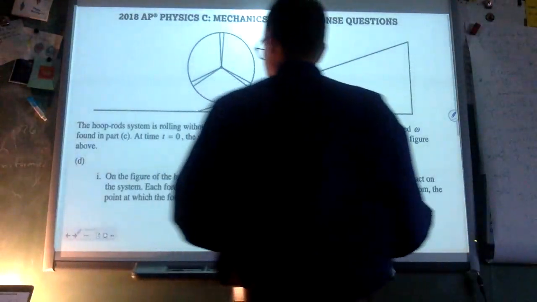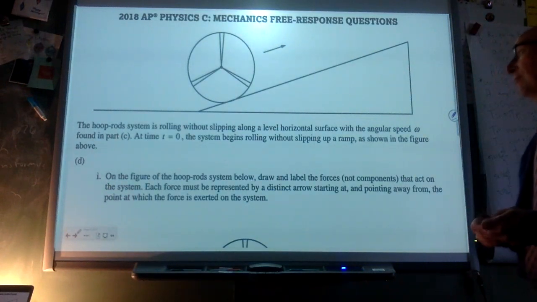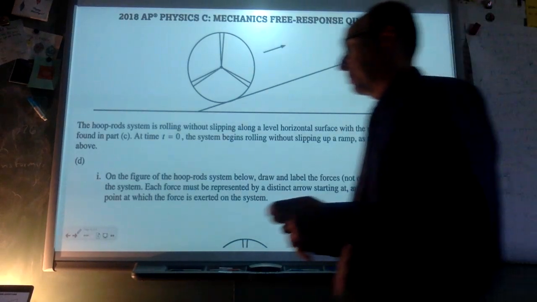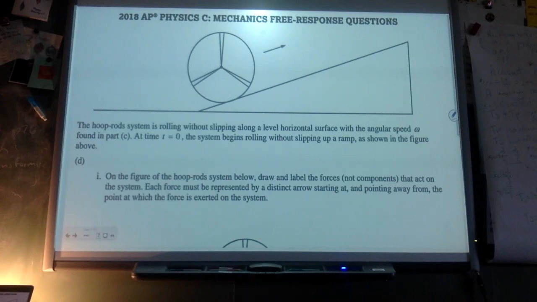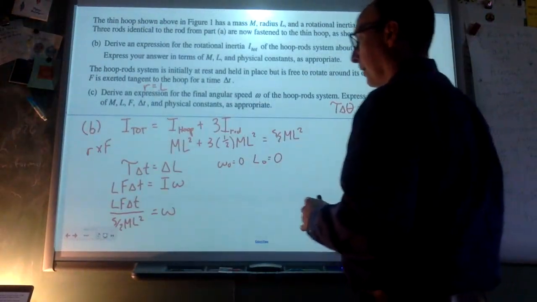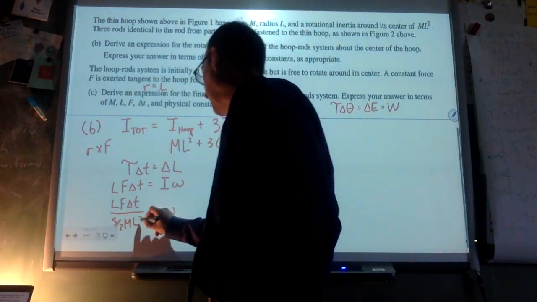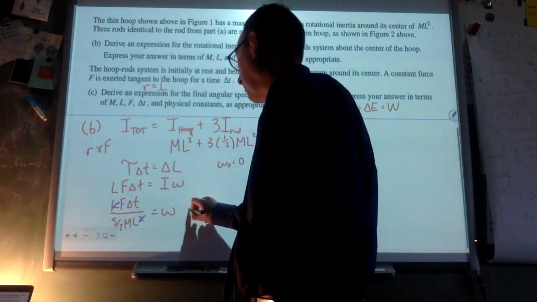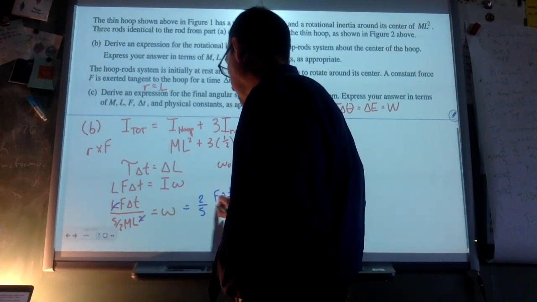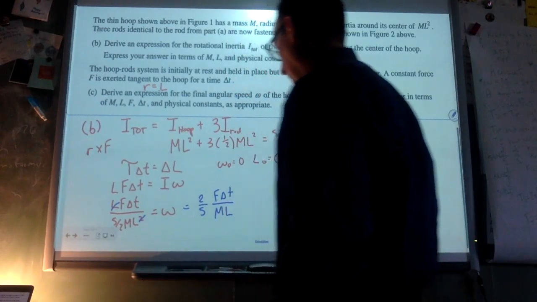All right, the hoops rod system is rolling without slipping along a level horizontal surface with an angular speed omega found in part C at time t equals 0. The system begins rolling without slipping up a ramp as shown in the figure above. So maybe I should simplify this because I feel like I'm going to have to use it. All right, so I'm going to cancel out an L, and I'm going to end up with 2 fifths F delta T over ML.